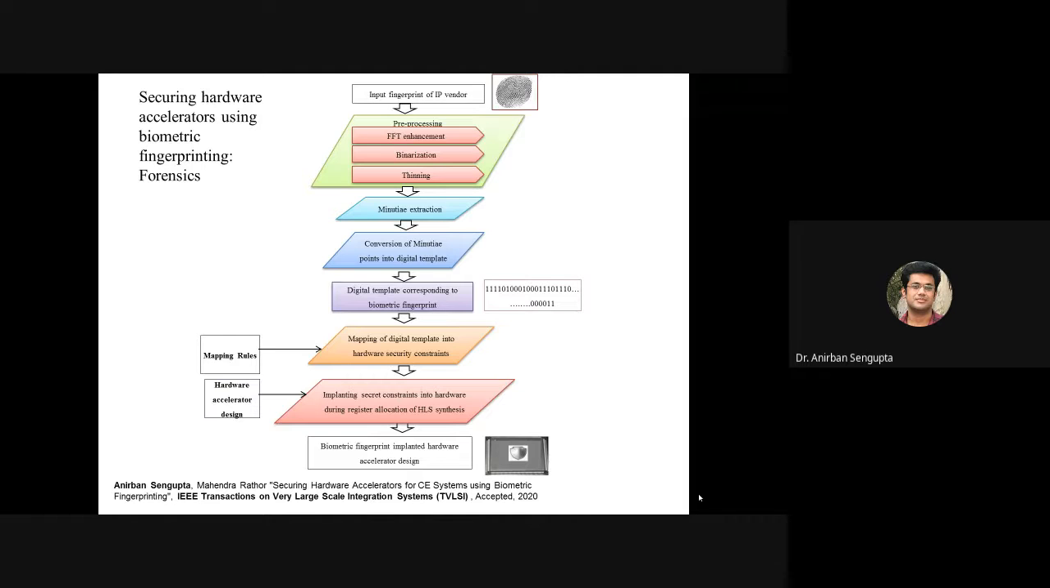And then we map them into the respective hardware security constraints using some encoding rules or mapping rules that are devised by the designer. The next phase is to implant these security constraints into the hardware during the register allocation phase of the HLS synthesis process. And finally, we receive a biometric fingerprint implanted hardware accelerator design.